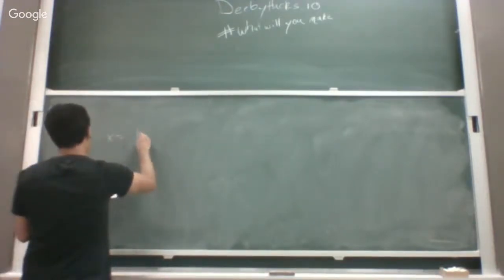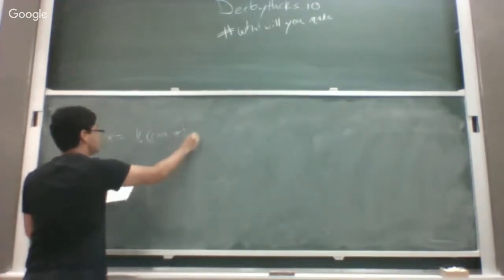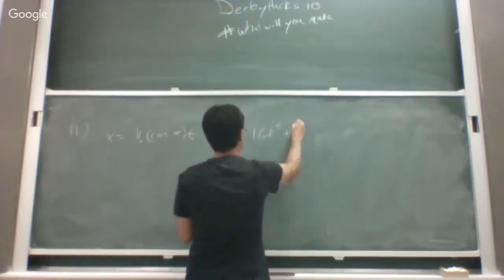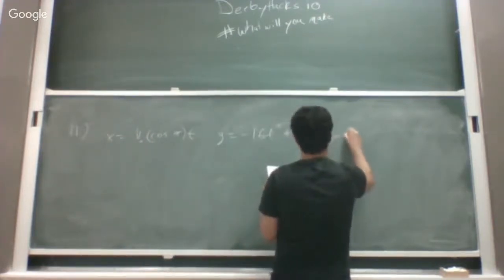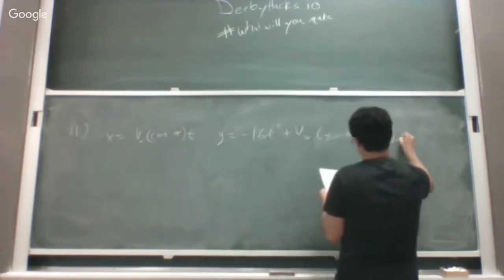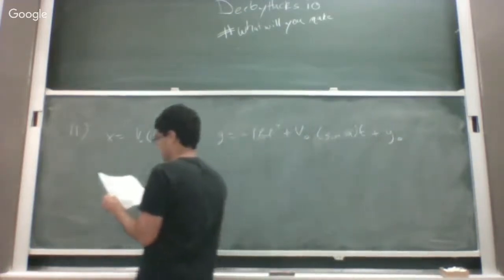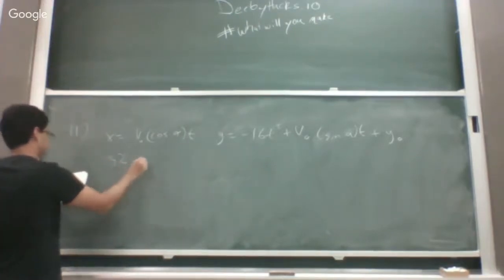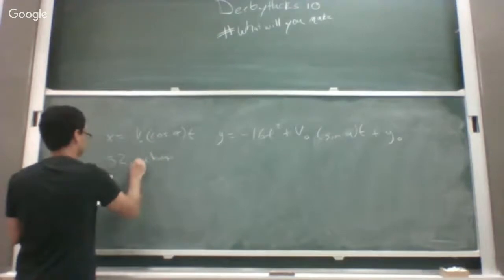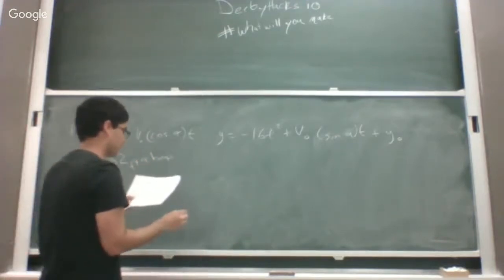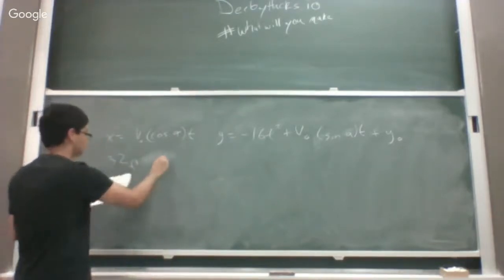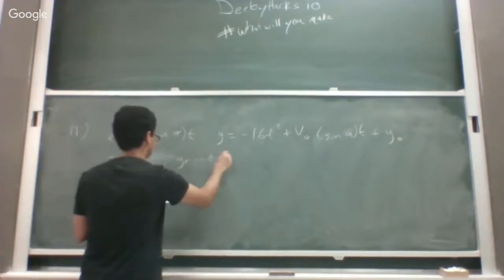X is equal to initial velocity cosine alpha times t. You are given that. Y is equal to negative 16 t squared plus v naught sine of alpha times t plus y initial. A baseball is thrown from the stands 32 feet above the ground. So this is a projectile problem. The ground is y equal to 0.